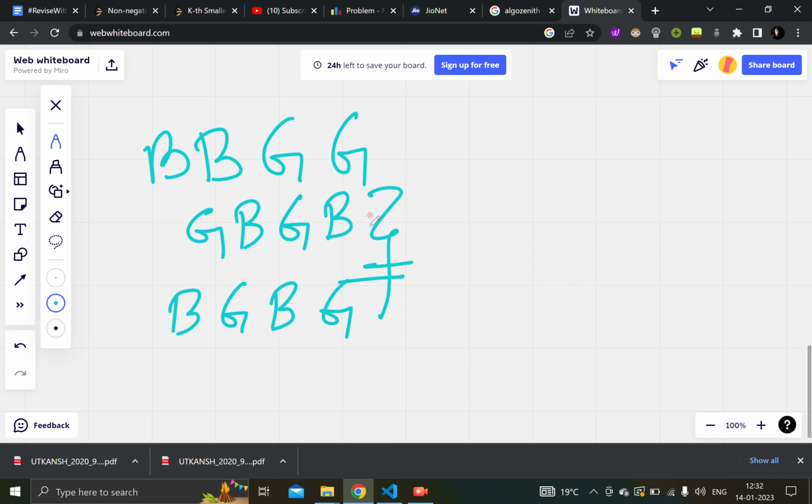Okay, so this was all about the possible arrangements and what the cases will be. Now the question doesn't ask for all the possible arrangements.